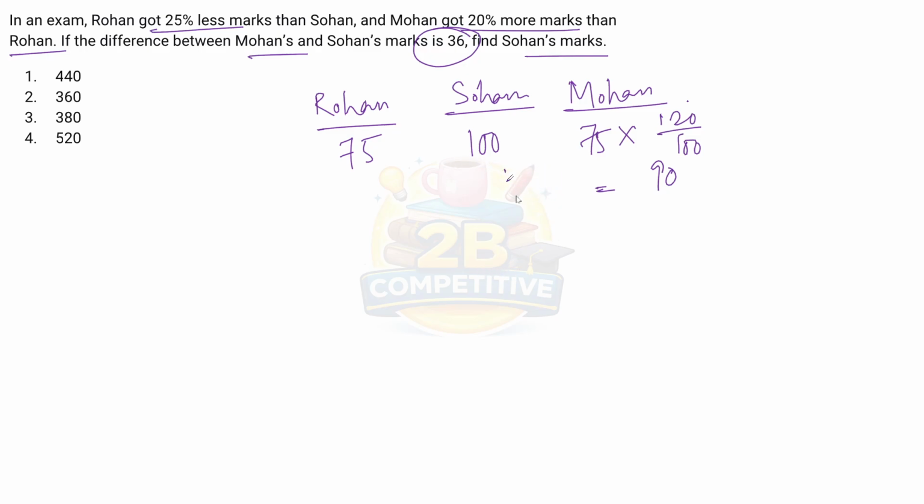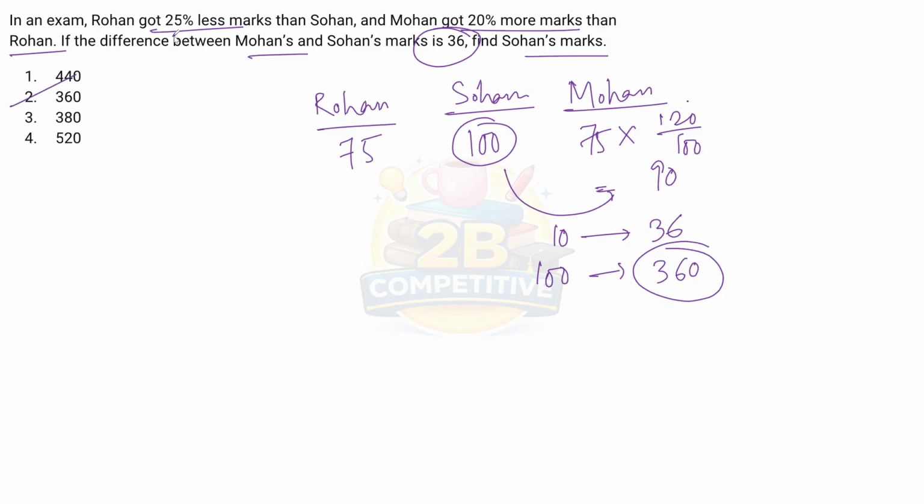Now it's saying if the difference between Mohan and Sohan marks is 36, what is Sohan's marks? So the difference between Mohan and Sohan in this ratio is 10. So 10 equals 36. So Sohan is 100, so 100 will be 360. Easy calculation. In this type of question, whose marks is being asked? First find that. Make that number 100, so the calculation will be easier.